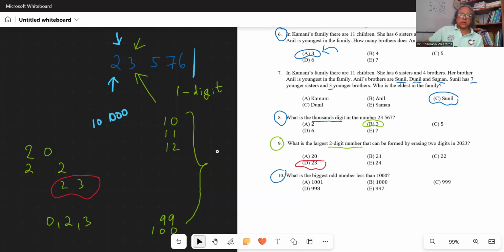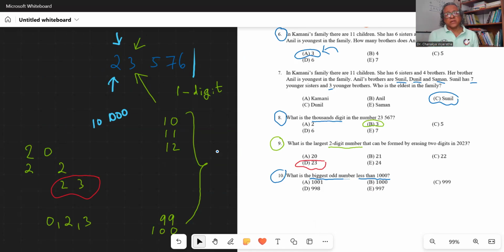What is the biggest odd number less than 100? Now, this is interesting because it's the biggest odd number, and then less than, right? So it's not simply the biggest odd number. But is there a biggest odd number?